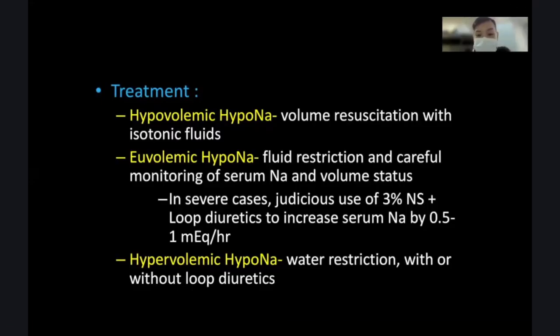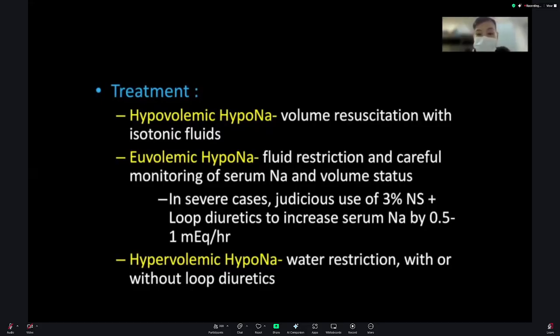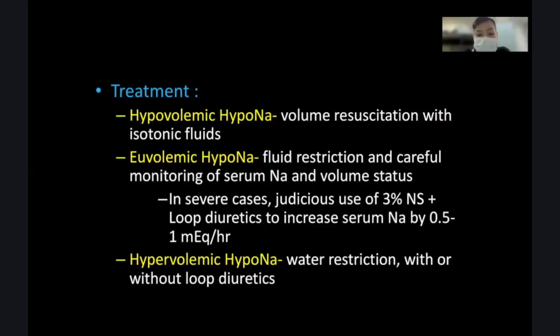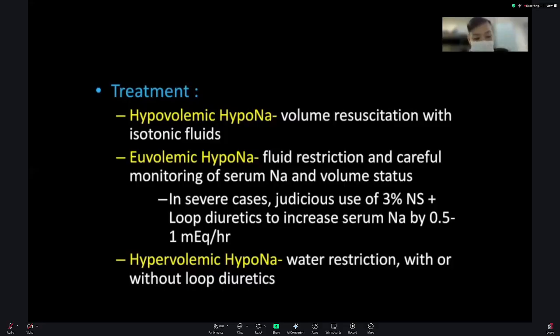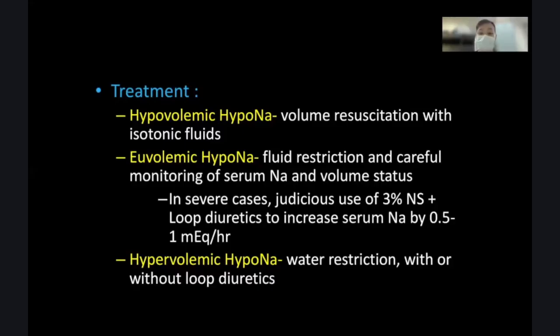So in severe cases, okay, judicious use of 3% normal saline plus loop diuretics to increase serum sodium by 0.5 to 1 mg per liter. For hypervolemic hyponatremia, okay, if mataas yung volume, so you have to give water restriction, okay, with or without loop diuretics.